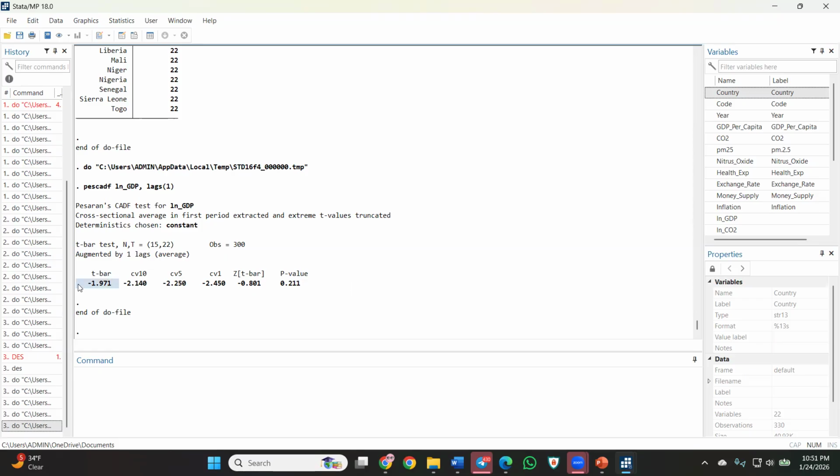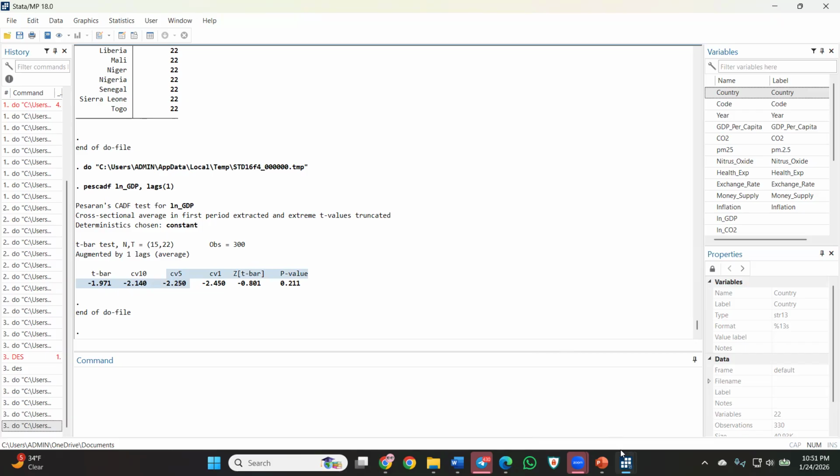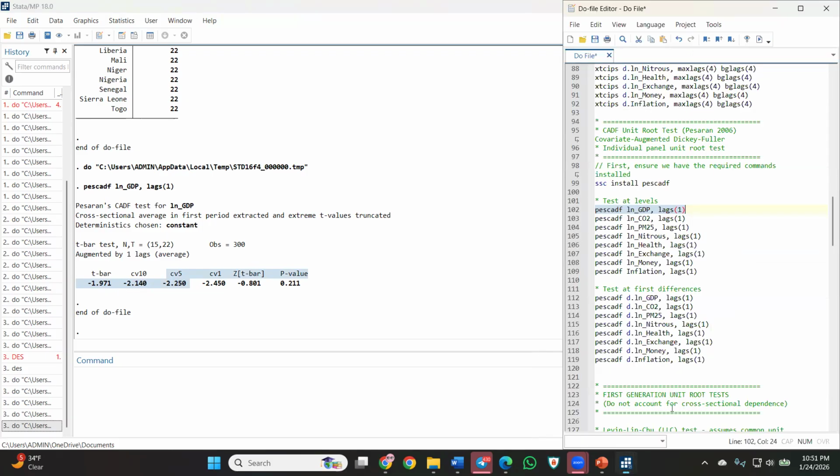Or you can also use the same process that we used under the SIPs, using the T-bar statistics to compare with the critical values, and realize that the T-bar is less than the critical values. I said take the absolute. It is less than the 5%. Therefore, it is not significant. So we fail to reject the null hypothesis and assume that it is non-stationary. So GDP is non-stationary at level.